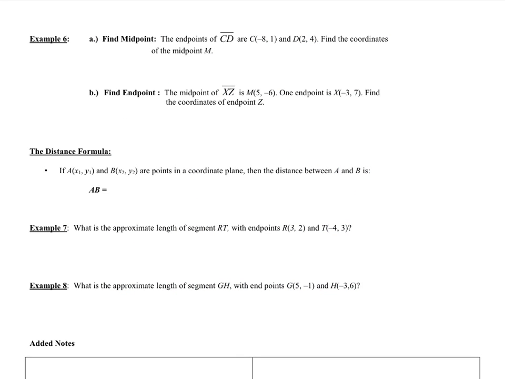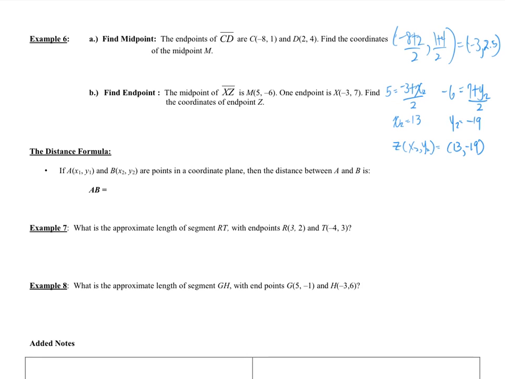Example 6 is very similar to example 5. I would like you to take a couple minutes to solve them on your own, and then continue to play the video for the answers. Now check your answers.